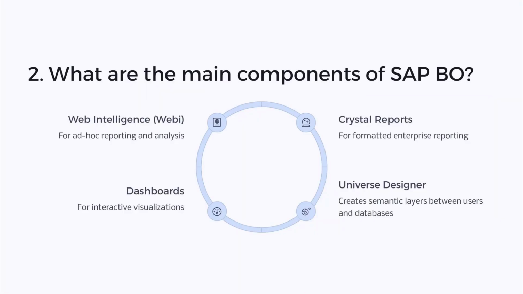Question number 2. What are the main components of SAP BO? Answer. In my experience, the key components I've worked with include Web Intelligence, Webi, Crystal Reports, Universe Designer, UDT, IDT, and dashboards. Each has its role, for example, Webi for ad hoc reporting, and Universe Designer for creating semantic layers between users and data sources.